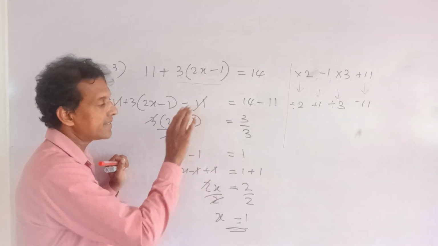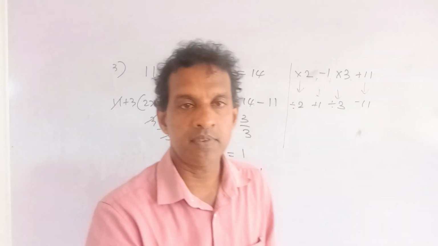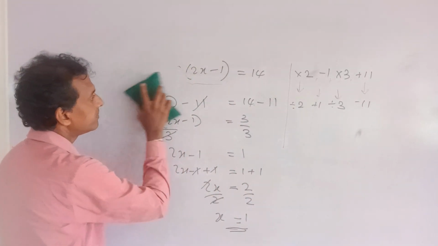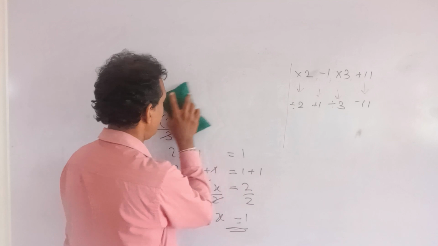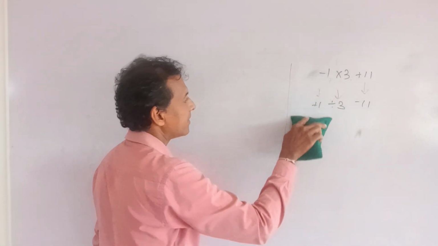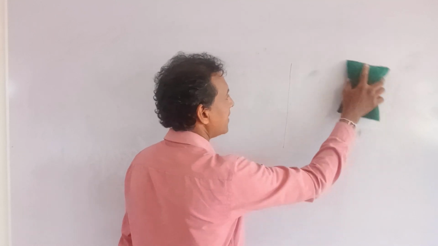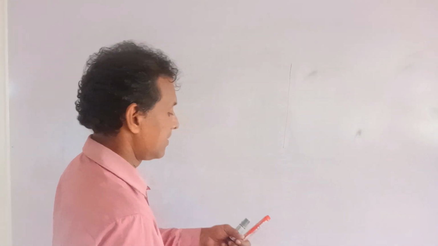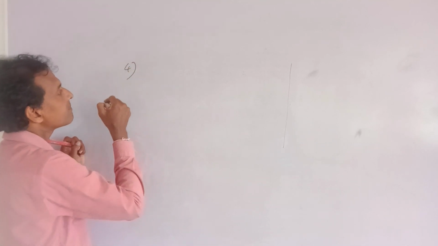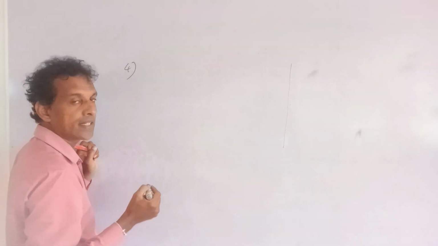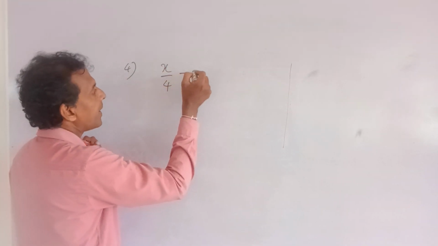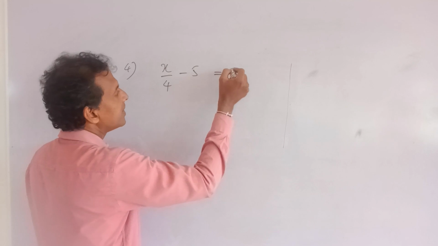Let's see if a fraction is involved. If a fraction is involved, how are we going to solve it? Let's see. Still the same method. I'll still stick to the same method, the inverse operation method. Now see this example here. Say the fourth example. I start with a little simple equation. x divided by 4 minus 5 equals 11.